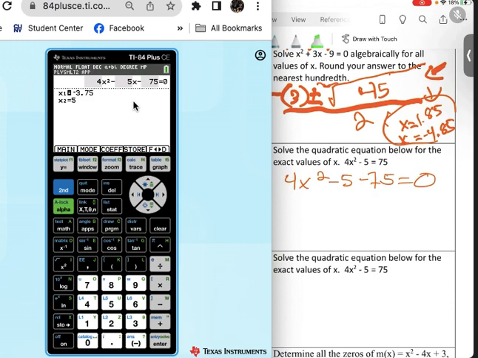Okay, so these are not exact numbers. Well, they are, because they're not a really long decimal. So I would say x equals 3.75, and that's a negative 3.75. Just make it neater. X equals negative 3.75, and x equals 5.